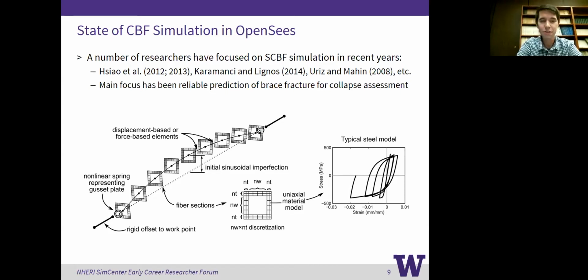So OpenSees doesn't simulate the small P-delta effects, but it can simulate the large P-delta effects using P-delta transformations or co-rotational transformations. And so if we discretize the brace with multiple elements that all account for those large P-delta effects, we're approximating modeling of the small P-delta effect, which is driving buckling. So we have the brace elements.